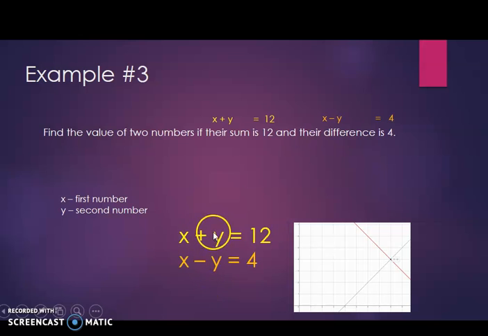So you got x plus y, first number plus second number, sum is going to be equal to 12. And then we got the same 2 numbers, but their difference, subtraction, is equal to 4. All right, like I said, graph it. Your solution is going to be 8, 4. So the first number is 8, second number is 4.